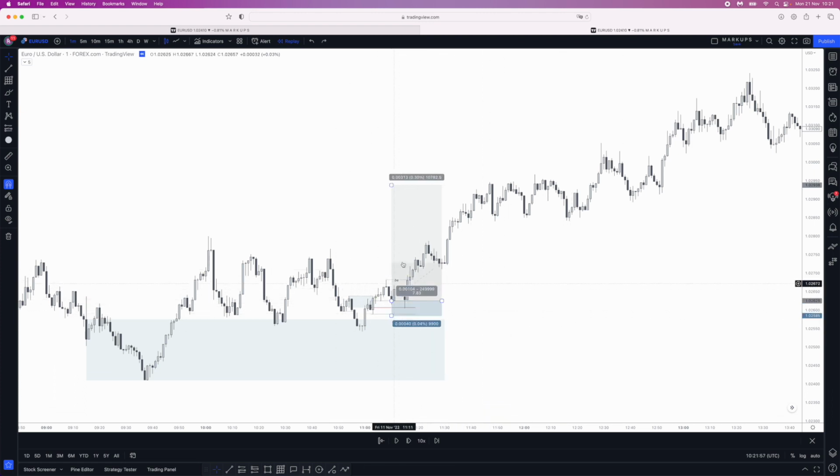But if it doesn't make sense for you and price is coming back and taking you out before continuing, you might want to just keep your stop loss open and take partials in order to cover your stop loss. So overall, that's just my break-even process, guys.